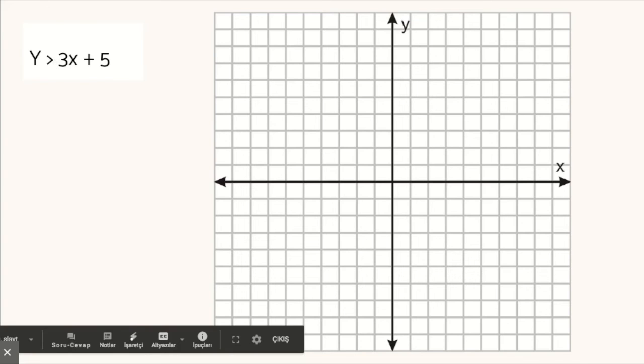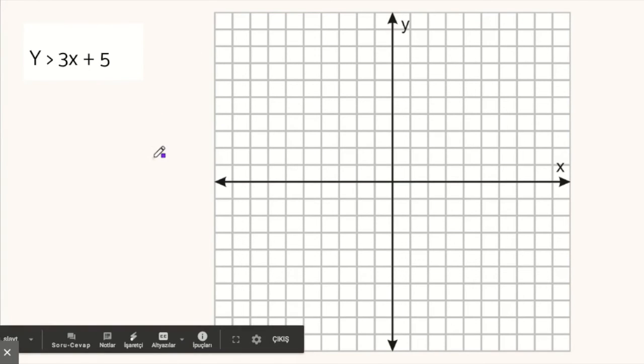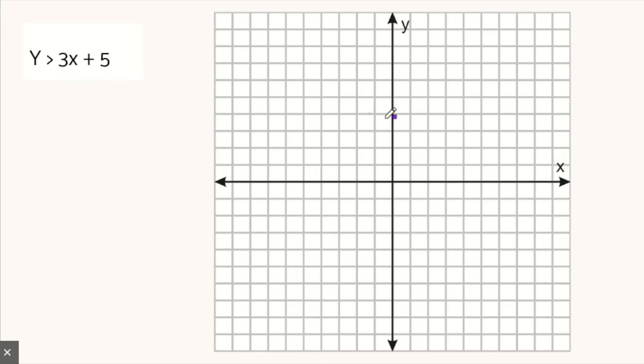y is greater than 3x plus 5. Step one is to graph this as a linear equation. First, let's find 5: 1, 2, 3, 4, 5. Then 3x: 1, 2, 3. Then one this side: 1, 2, 3. 2, 3. And then we graph it.